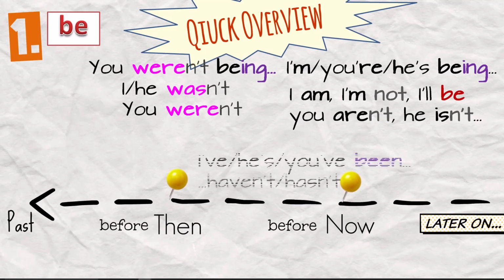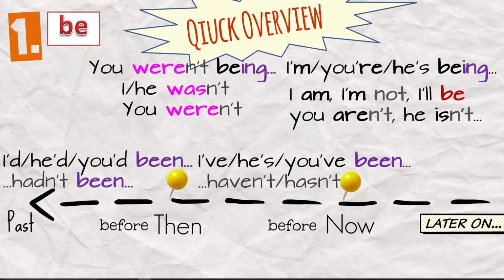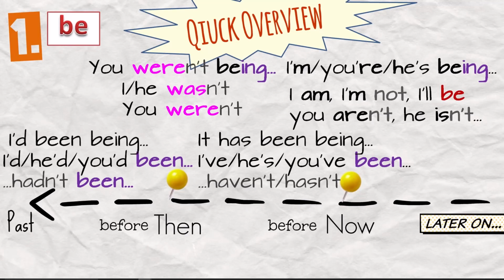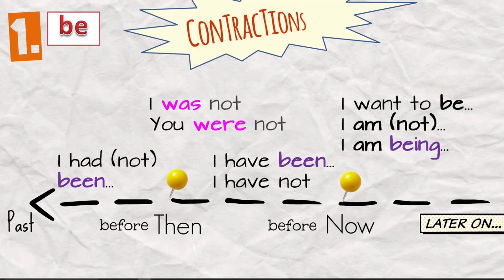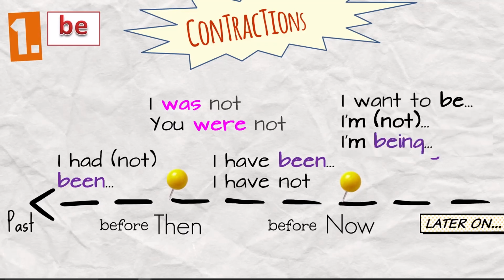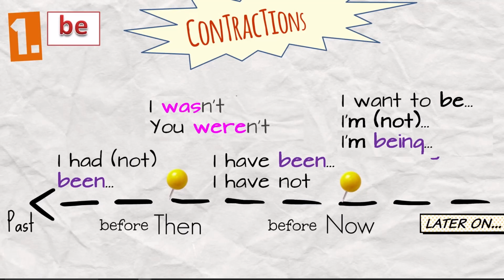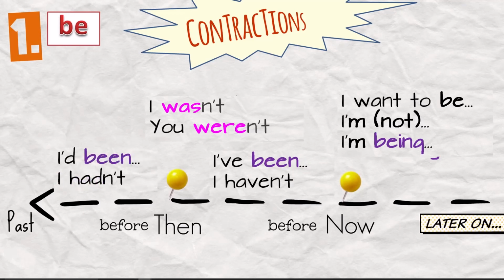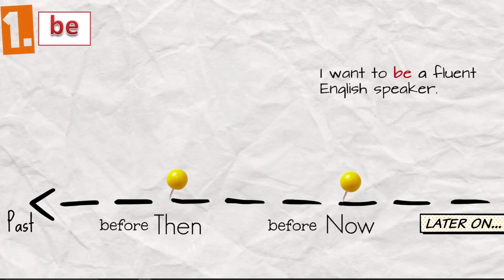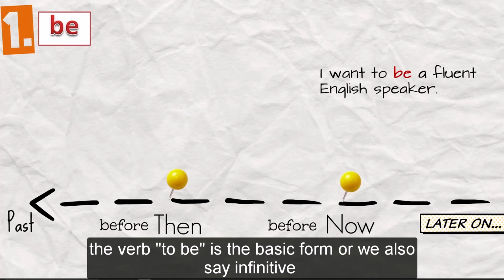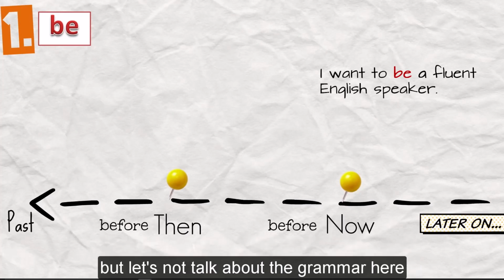Then we have I've been, he's been, you've been, or the negative I haven't, hasn't been, and I'd been, he'd been, you'd been, and the negative hadn't been. We also have the form, for example, we say it has been being or I'd been being, but these are not very common. Still, we have to mention them here. Very important are contractions. So I am is I'm, or the negative I was not, you were not, it's I wasn't, you weren't, or I have been, I've been, I had been, I'd been. I want to be a fluent English speaker, so the verb to be is the basic form, or we also say infinitive, but let's not talk about the grammar here.